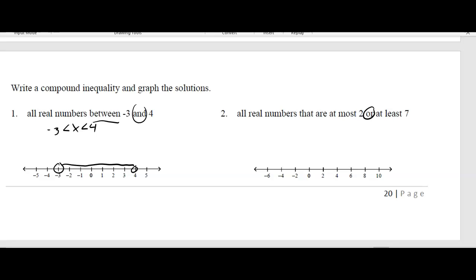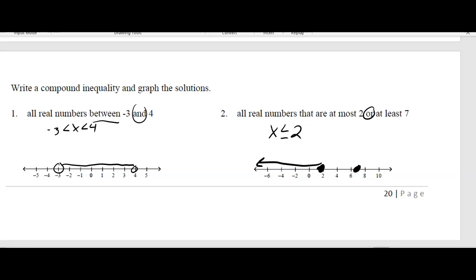Over here, or, okay, we do the or sign. So numbers that are at most 2. So the biggest it can be is 2. So x is less than or equal to 2. Solid and closed circle. Or at least 7.